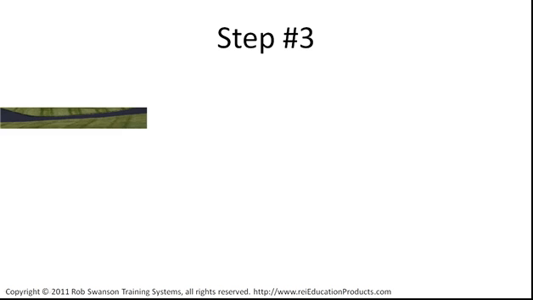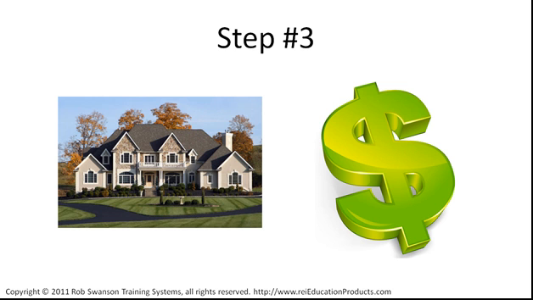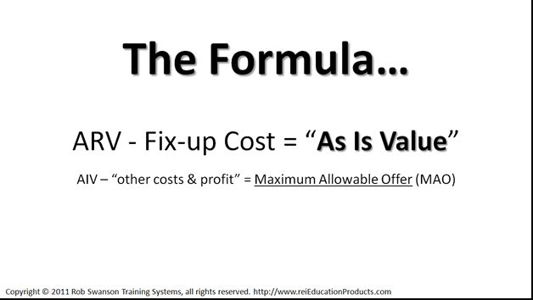And finally, step number 3 is you need to again take a look at this end game product. Now that you know what you want to build, when you're all said and done, you know what type of house you're going to end up with, you know how much it's going to cost you to get there, and now you need to ask yourself, what is the after repaired value? What is this house worth when it's all said and done? And what this leads you to then is the ability to determine the after repaired value of that fixed up property. And once you know the answers to these 3 steps, you can move on to the formula.